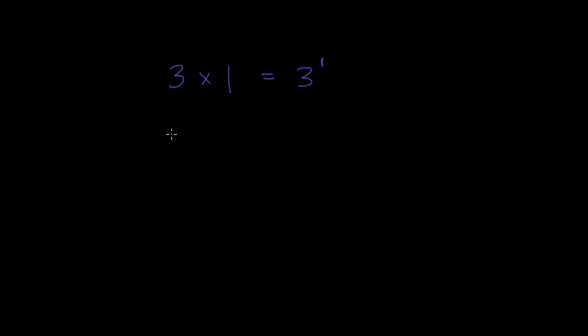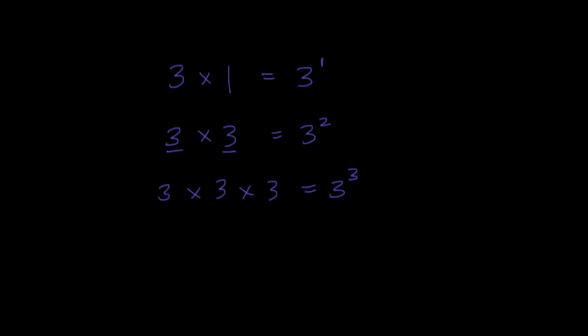Let's look at a few more examples. If I have 3 times itself, then what exactly is happening here? We have 3 multiplied by itself 2 times. So there's one 3 here and another 3 here. So this could be written as 3 to the 2. If I have 3 times 3 times 3, 3 multiplied by itself 3 times, then this could be written as 3 to the power of 3.